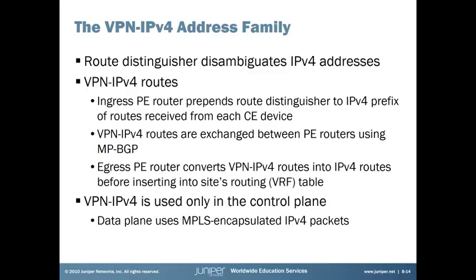Okay, so these routes with the route distinguishers are used in the control plane. So these are used to advertise and distribute this routing information between the PE routers. At the data plane, we are using MPLS encapsulated IPv4 packets. So the actual packets are private addresses, and we are forwarding them across the network, but we're not looking at the addresses, we're looking at the labels to achieve forwarding.